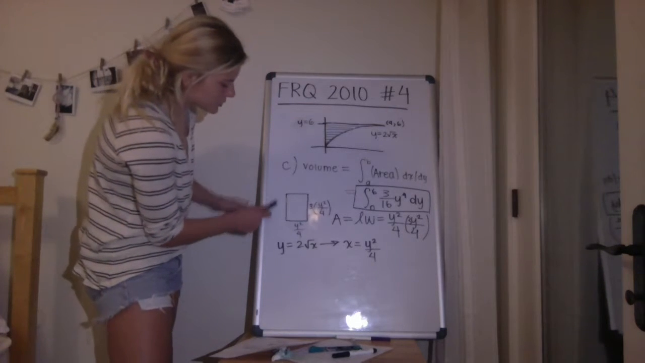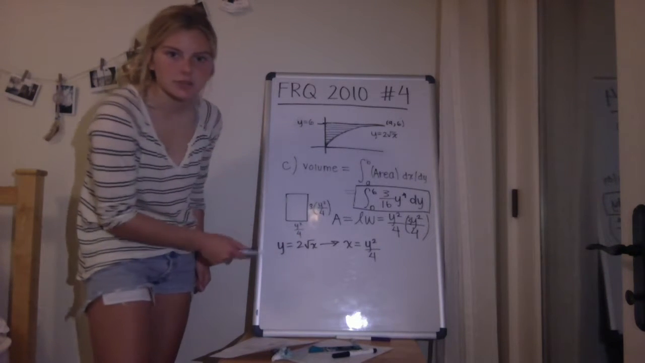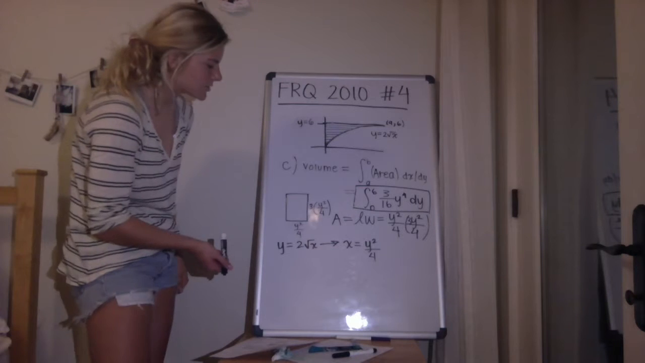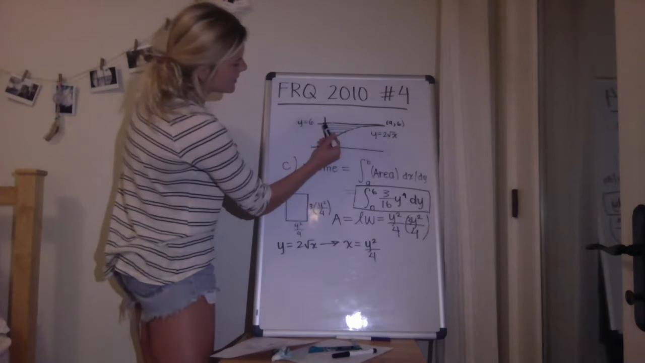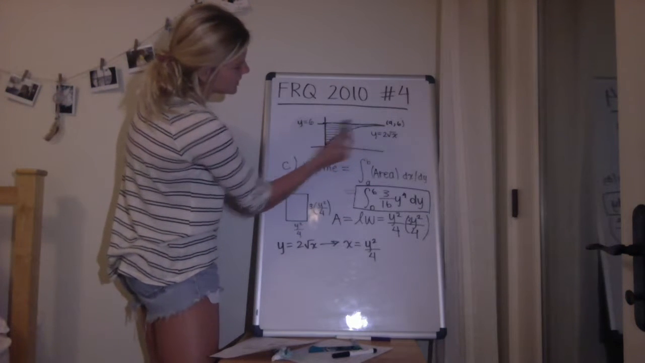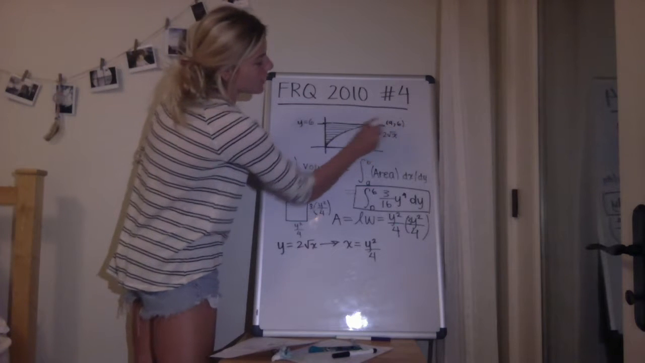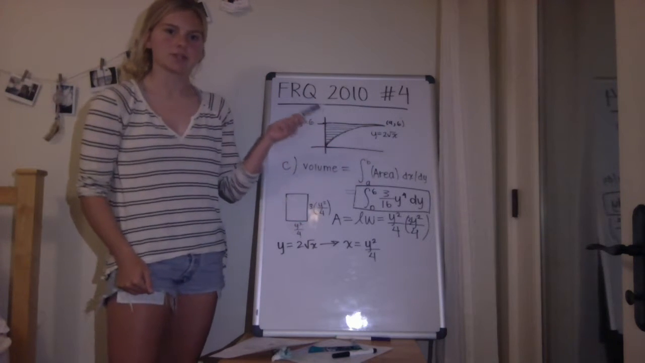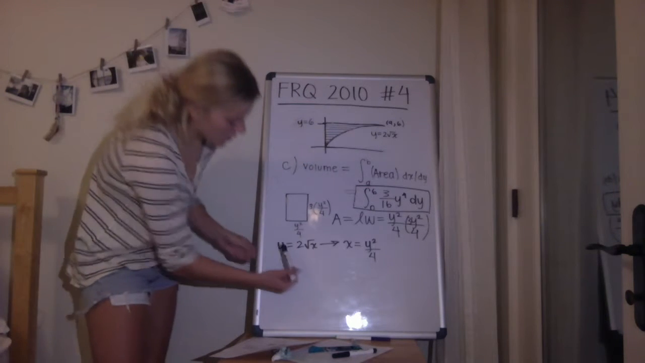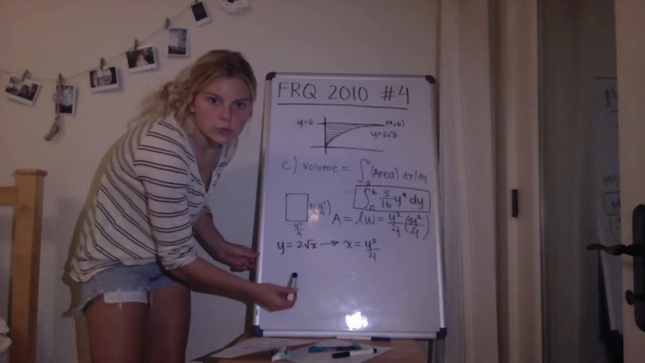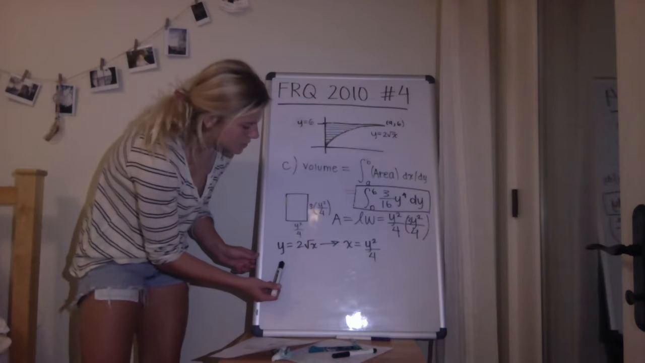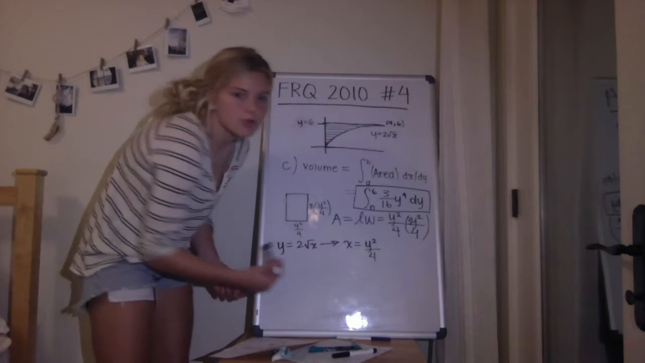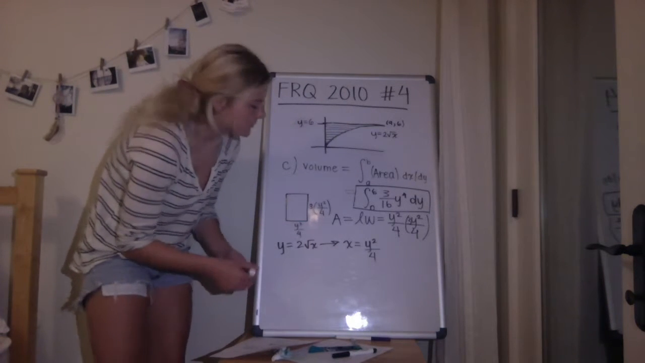So I drew a picture down here of one of the rectangular cross sections, and we can see that the base of the cross section is equal to 2 root x. But we need to make that in terms of y rather than in terms of x. So we divide y by 2 and then square both sides of the equation, and we get x is equal to y squared over 4.